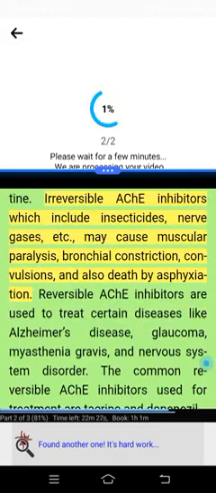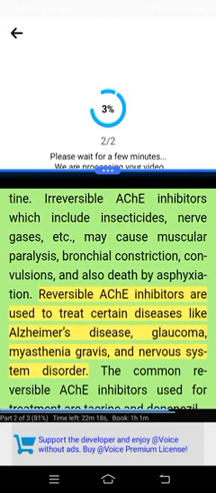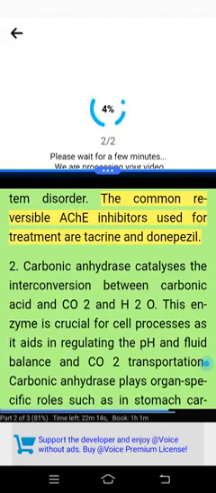and intestine. Irreversible AChE inhibitors, which include insecticides, nerve gases, etc., may cause muscular paralysis, bronchial constriction, convulsions, and also death by asphyxiation. Reversible AChE inhibitors are used to treat certain diseases like Alzheimer's disease, glaucoma, myasthenia gravis, and nervous system disorders. The common reversible AChE inhibitors used for treatment are tacrine and donepezil.